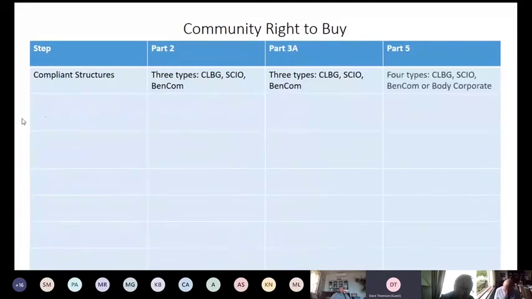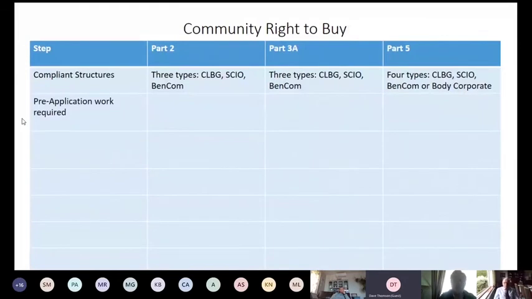For Part 5, there's an additional one. Still the same three, plus the body corporate at the end there, which is only available if the community group is going to be naming a third-party purchaser. It's not quite as rigid as the other three in terms of the requirements, but there are still some in terms of the minimum membership, and it's still about a geographic community. But at the end of the day, the community group will not become the owner. So this fourth type of structure is allowed under Part 5, but only if they're going to nominate a third-party purchaser.